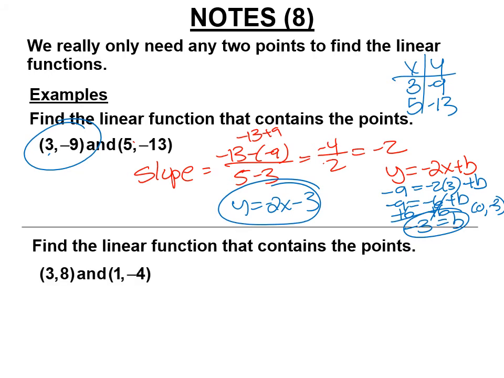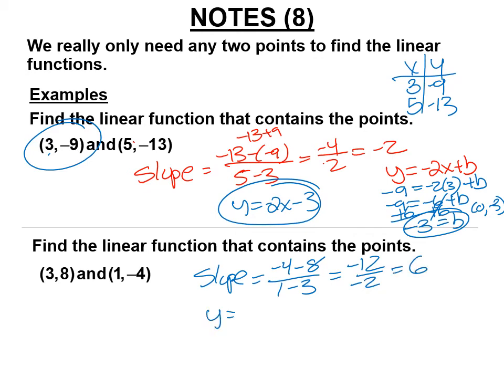Let's practice this. So slope. Let's do negative 4 minus 8 over 1 minus 3. That's negative 12 over negative 2, which is 6, right? We're going to put that into y equals mx plus b. We're going to pick one of the points. I'm going to pick the one without any negatives in it. I'm going to pick that.